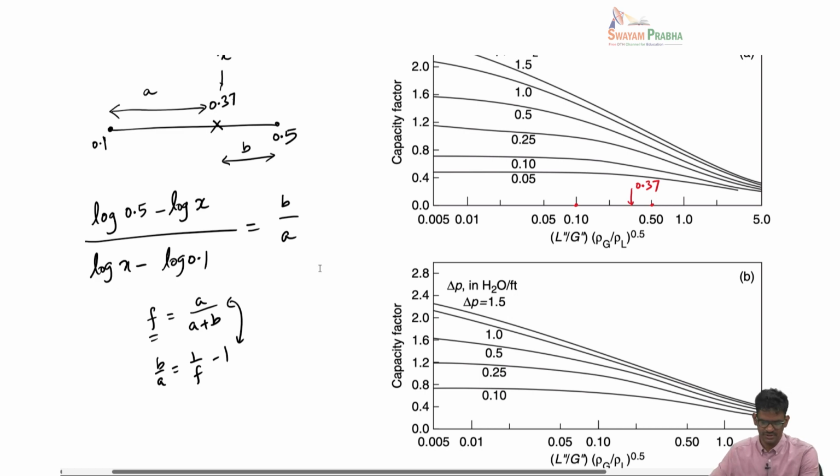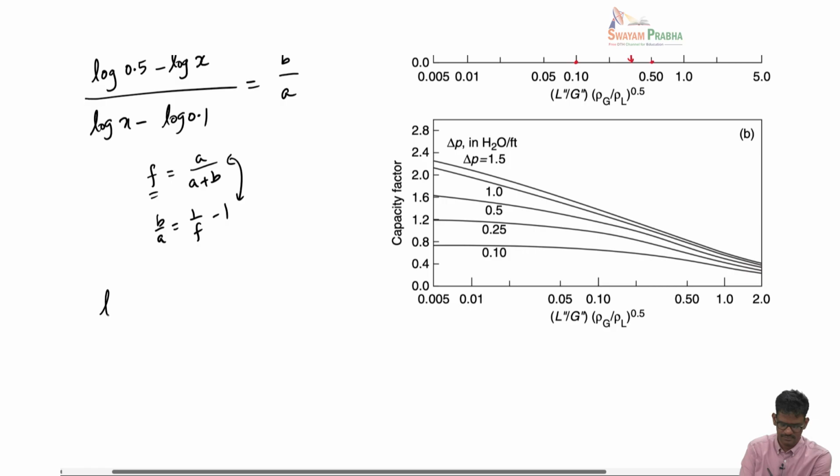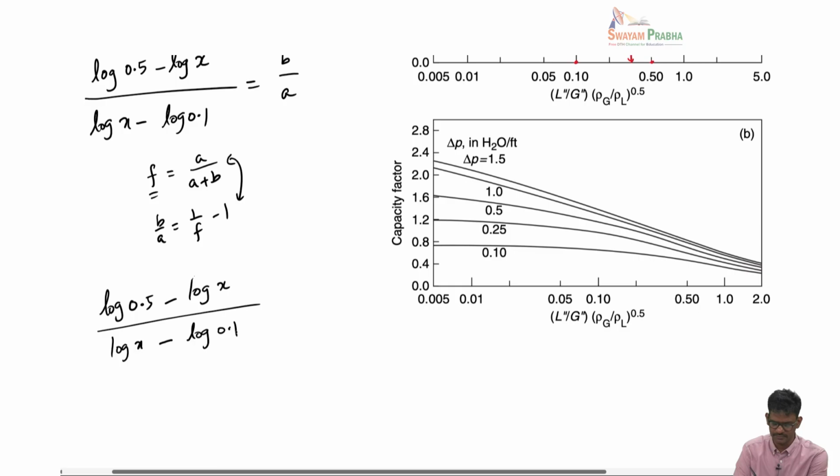So I will substitute this here: log 0.5 minus log x by log x minus log 0.1 is equal to 1 by F minus 1. So this interpolation formula can be used to locate any point x as long as x lies between 0.1 to 0.5 in this case.